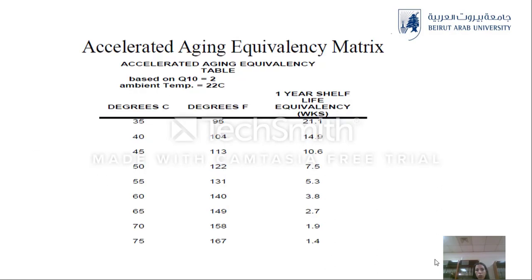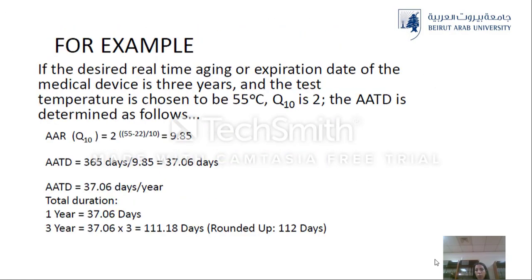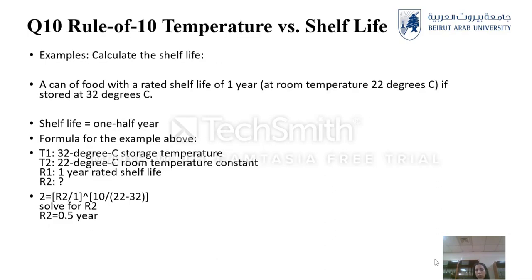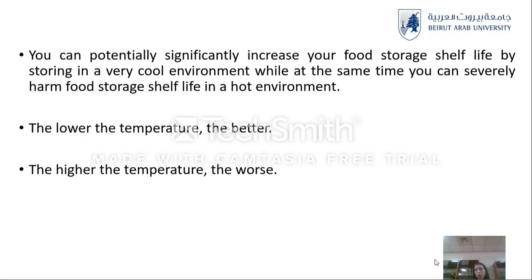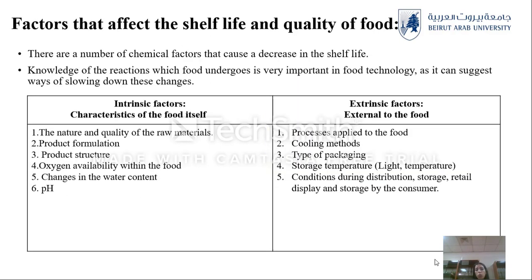So here you can see we have more explanation, you can read them, but definitely it's better to rely on the last two slides. So the lower the temperature, the better it is. The higher the temperature, the worse it is. And what are the factors affecting the shelf life and the quality of the food? Starting from the microbial load, passing to the moisture, pH, water activity, definitely the fat, oil, alcohol content, the packaging effect, light exposure, storage temperature.